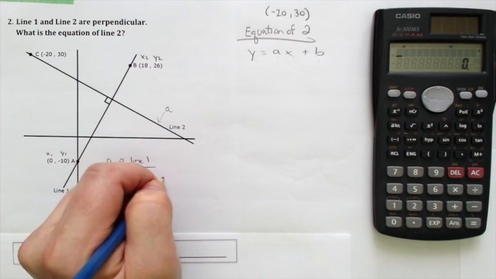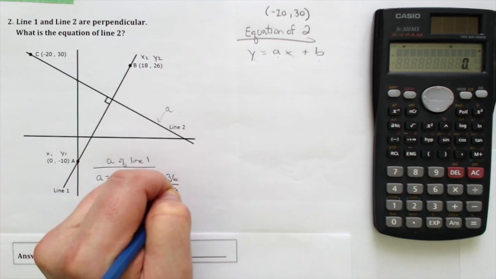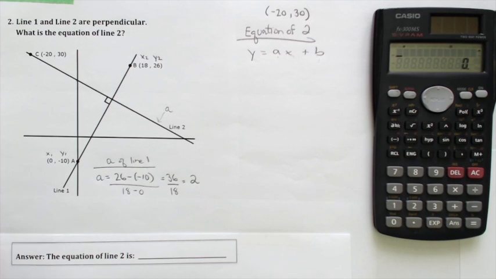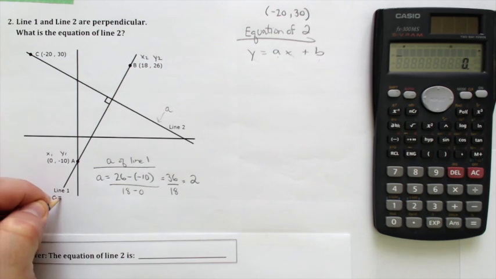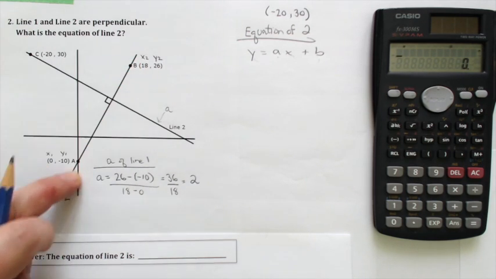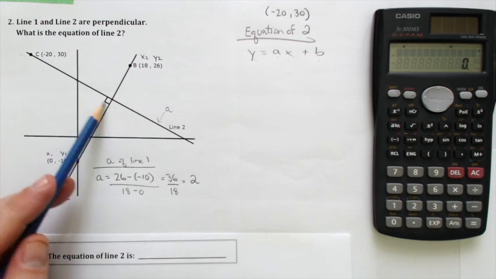26 minus negative 10 is 36, and 18 minus 0 is 18. 36 over 18 is 2. So the slope of line 1 has an A of 2. Now why do I care? What's the point, as I said, of getting the slope of line 1? Really only one reason, and that's because we're going to use it to get the slope of line 2.